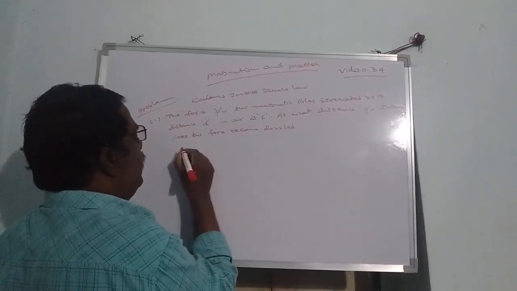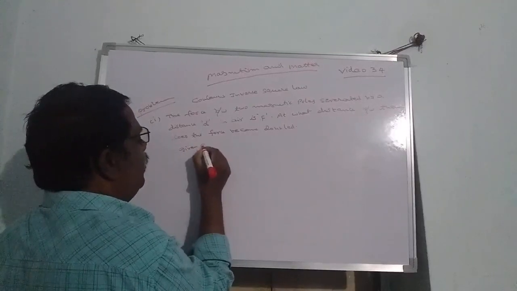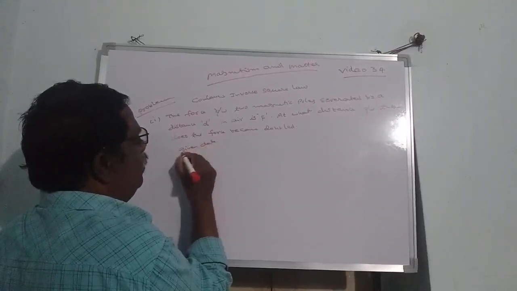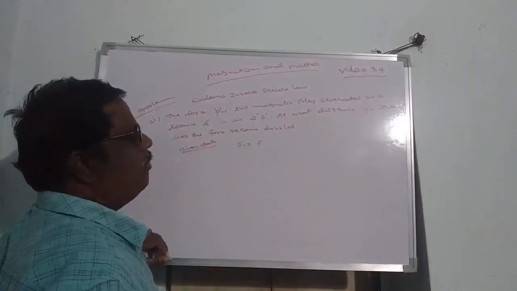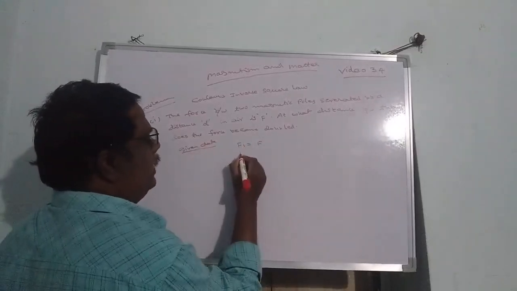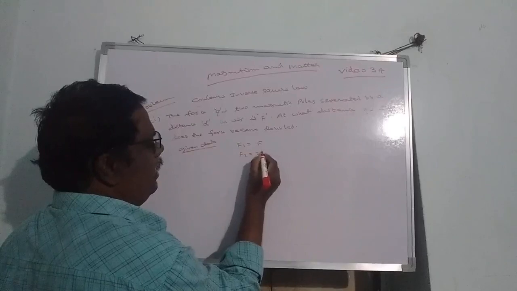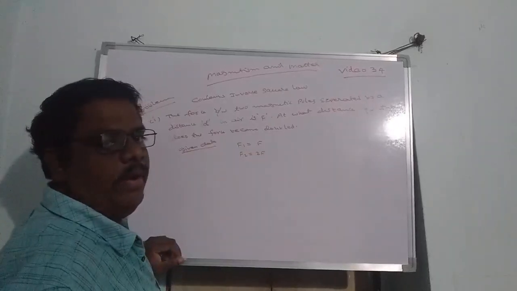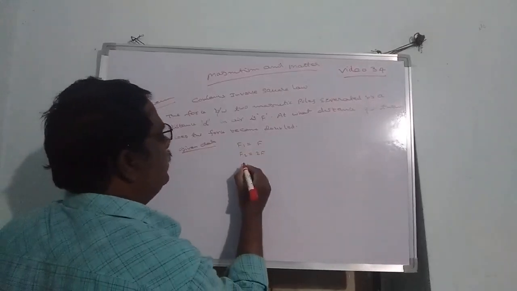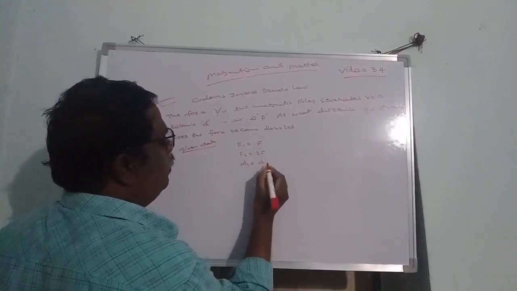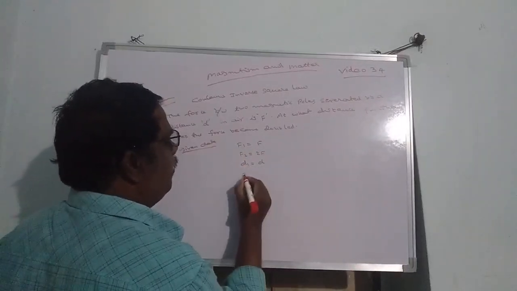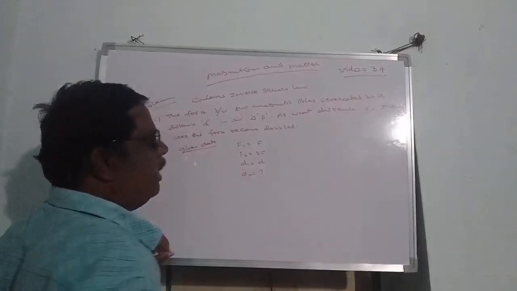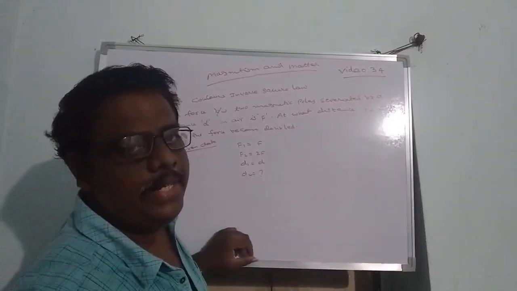Okay, let us say in the given data, force F1 is equal to F in the first case. In the second case, the force is doubled, so F2 will be 2F. In the first case, distance d1 is equal to d. At what distance between them? So d2, we have to calculate the second distance.